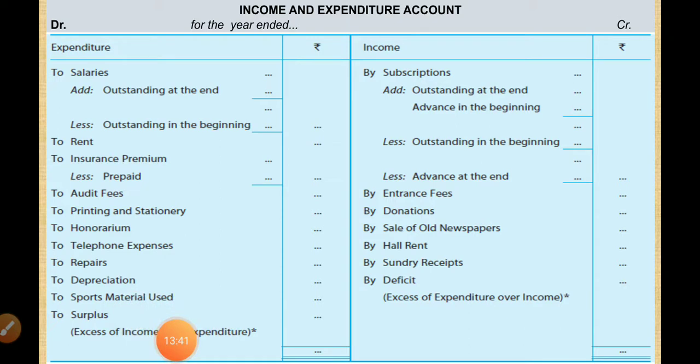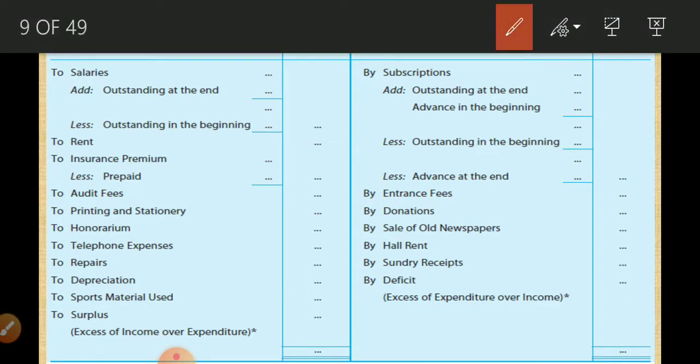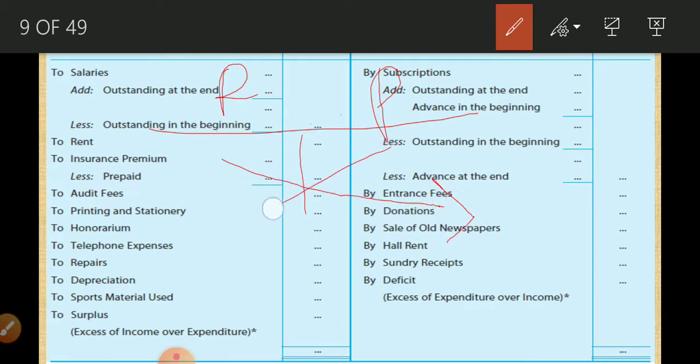Now there is another point that I have to stress here. I call this the X method or the cross method. It is a term which I give. How will you prepare the income and expenditure account? Suppose you have receipts and payments. The cross method is: all the revenue received will come on the income side and all the revenue payments will come on the expenditure side. This is the cross method or the X method.